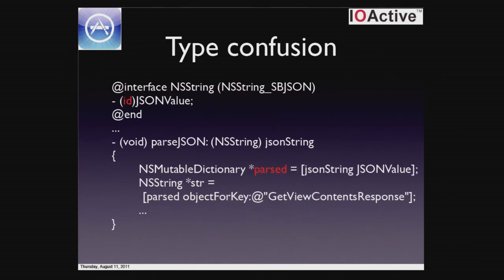This is very common, for example, when parsing JSON on iPhone apps. The most common JSON library for iPhone is called SBJSON. What SBJSON really does is extend or overload the NSString class, and you can call JSON value on it, and basically you get the JSON value back, a deserialized JSON of a JSON string. And clearly it just returns id. JSON can basically return NSDictionary, NSArray, NSString, Boolean, integer, and null, so 6 different types.